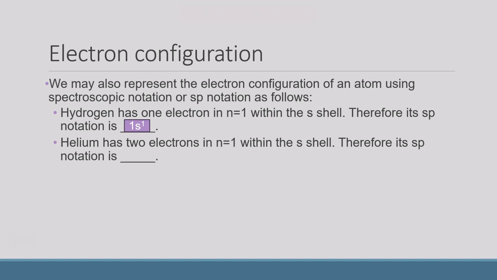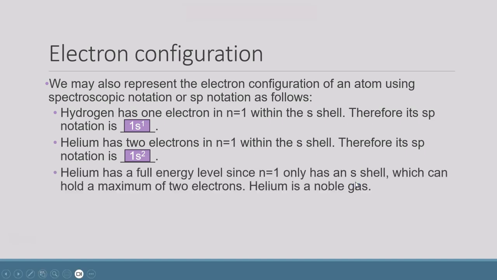Helium has 2 electrons in n equals 1, again within the s shell. It fills up the s shell. So its spectroscopic notation is 1s2. What we need to note is that helium's outermost energy level, which is n equals 1, is full. The first energy level can hold a maximum of 2 electrons, and helium, which is a noble gas, has a full outer energy level, meaning that its n equals 1 is full with 2 electrons. And that is what defines it as a noble gas.